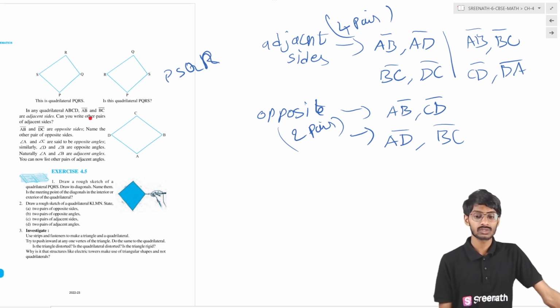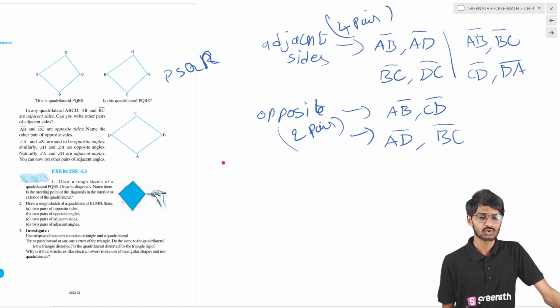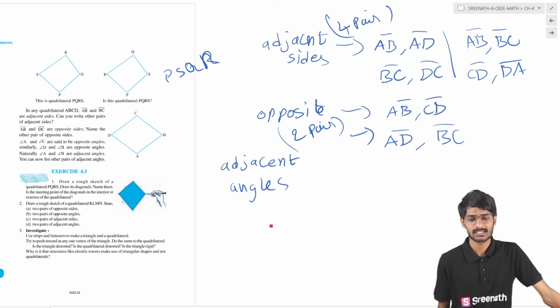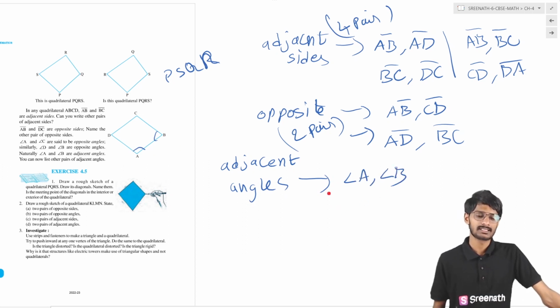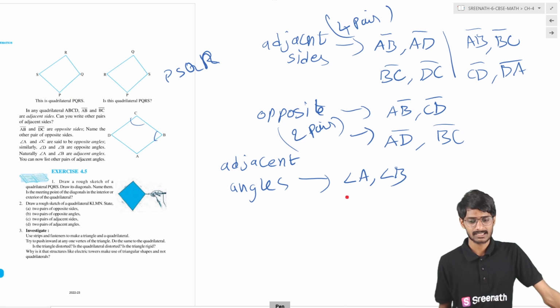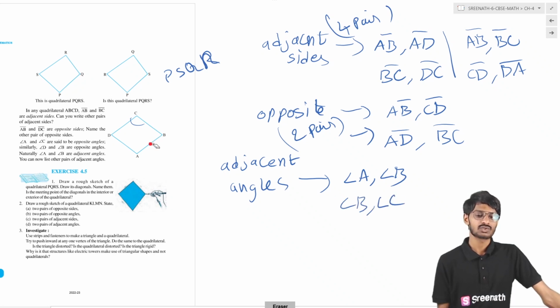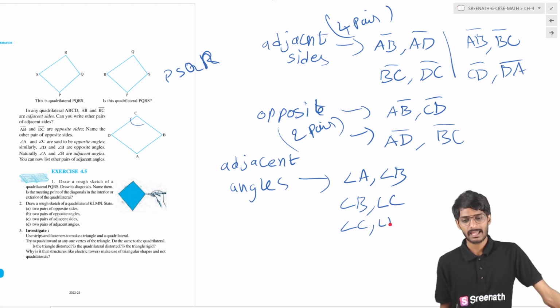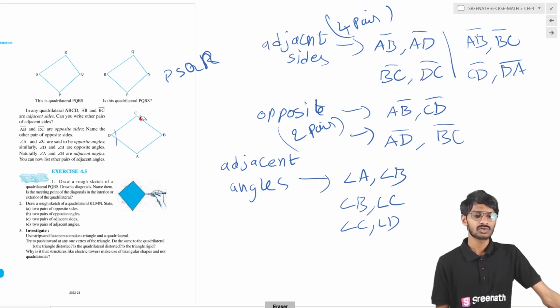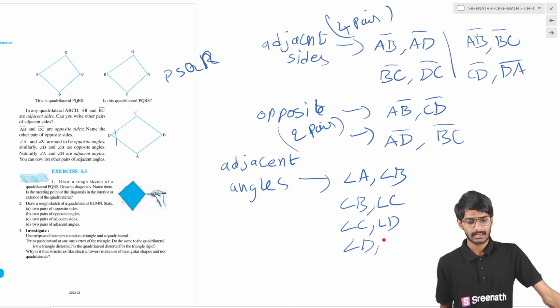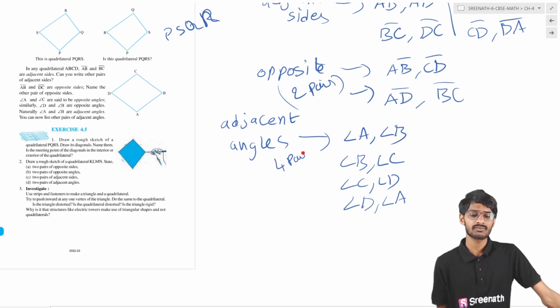So there are adjacent angles and opposite angles too. So what are the adjacent angles here? Angles which are side by side are called adjacent angles. So these two are adjacent angles. If you want to represent, you can represent angle A comma angle B as adjacent angles. This is one pair. What is another pair? Angle B and angle C are also adjacent. What is another pair? Angle C and angle D are also adjacent. Now what is another pair? Angle D and angle A are also adjacent. So we are having four pairs of adjacent angles.